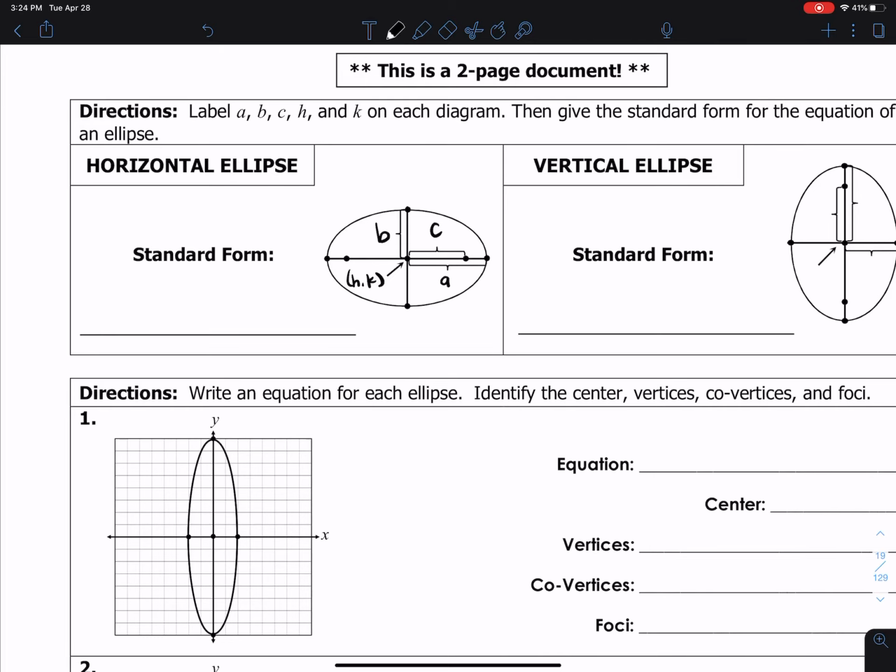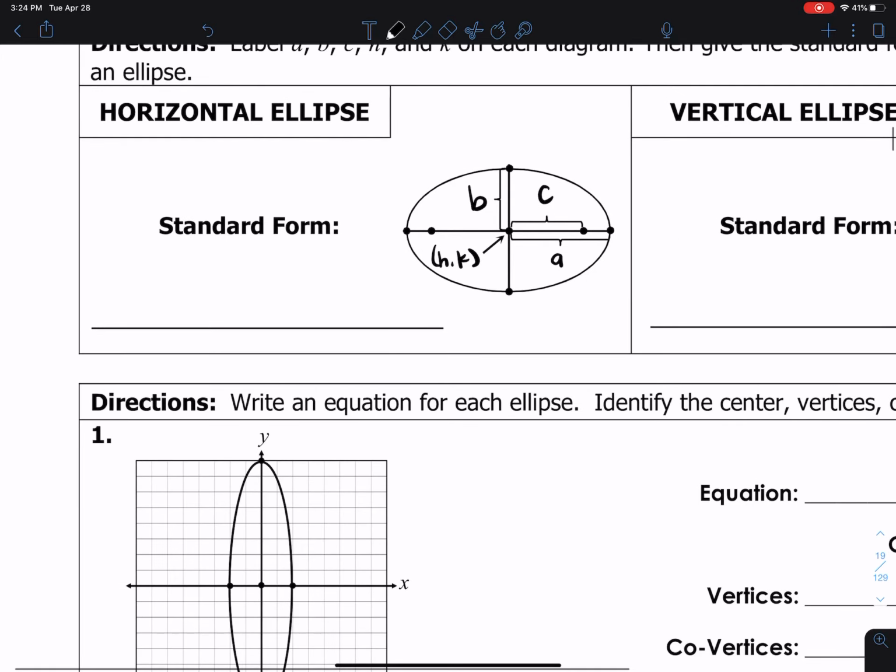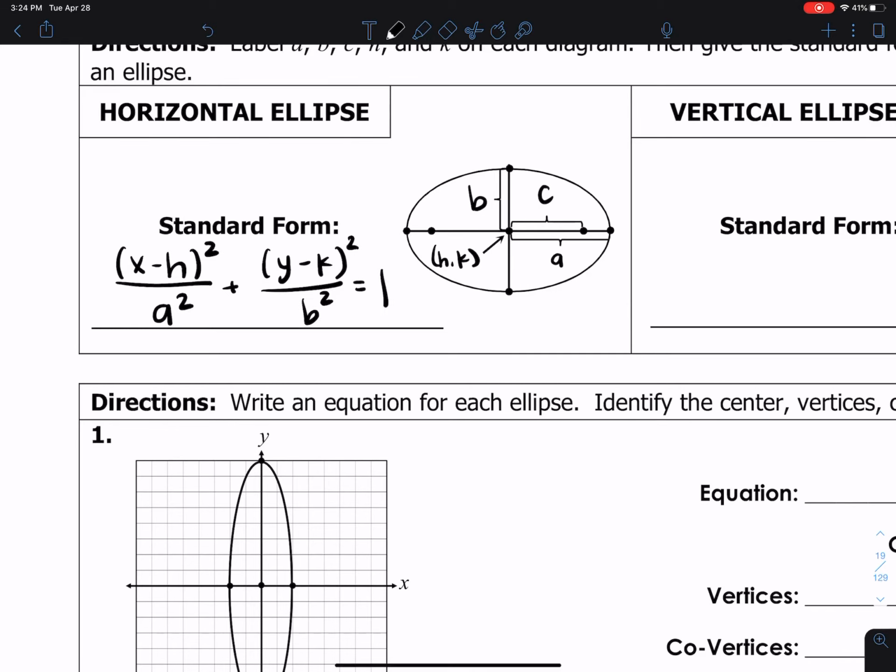And then we have to write the equation for standard form. So we have x minus h squared, and since it's horizontal, a squared goes here underneath the x. Then we have y minus k squared over b squared equals 1. And it's always equal to 1. If it's not, then it's not in standard form yet, and you can't use that equation to graph. So if it's not equal to 1, you have to get it equal to 1, and then you can graph from there.